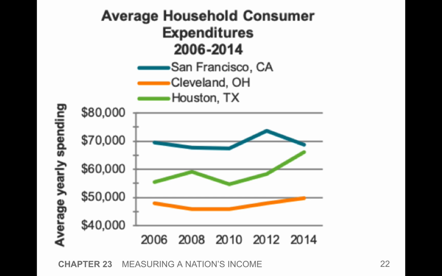If you were asked to make some type of analysis of why this is, you could say that spending is higher in San Francisco. That could also be that their incomes are higher in San Francisco. It could also be that the prices people pay in San Francisco are higher than that of Houston or Cleveland.